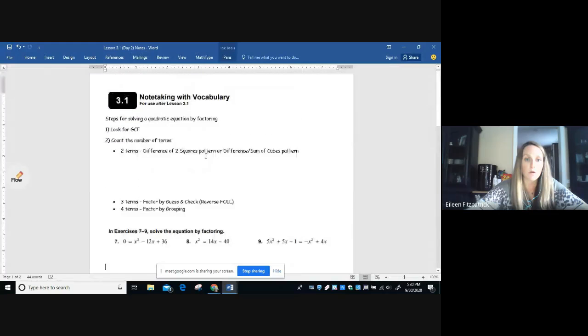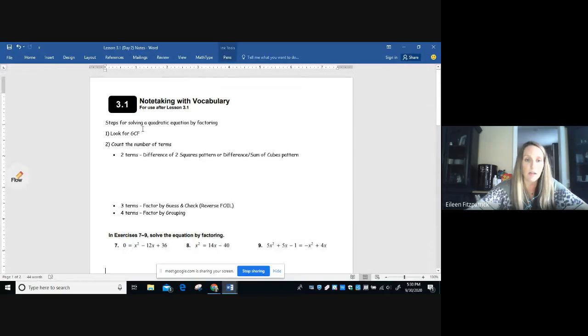Okay, so we're going to talk about solving by factoring. There are steps we follow to factor. The very first step, which I actually didn't write, is to make sure it's set equal to 0, okay? Then you're going to look for the GCF. If there's a GCF, you pull it out and then you move on. If there's no GCF, you move on to step 2.